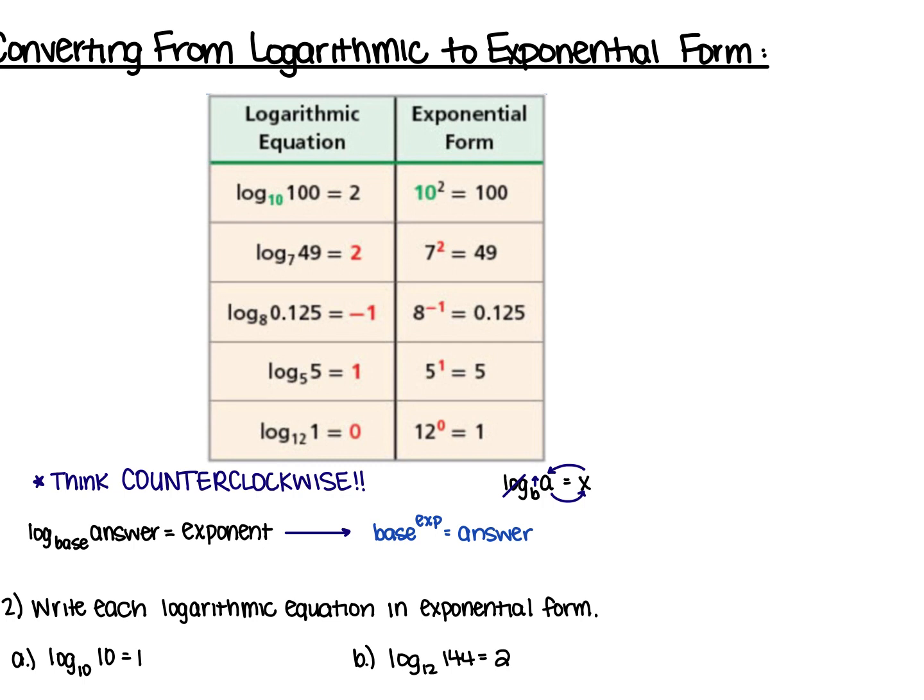For something like log 8 of 0.125 is equal to negative 1, drop the log, and that gives you 8 to the power of negative 1 is equal to 0.125. Then you have log 5 of 5 is equal to 1. That's 5 to the first power is equal to 5. And then log 12 of 1 is equal to 0 gives you 12 to the power of 0 is equal to 1. When these are given to you in log form and you turn them into exponential form, the result of it should give you a true statement. So it should make sense.